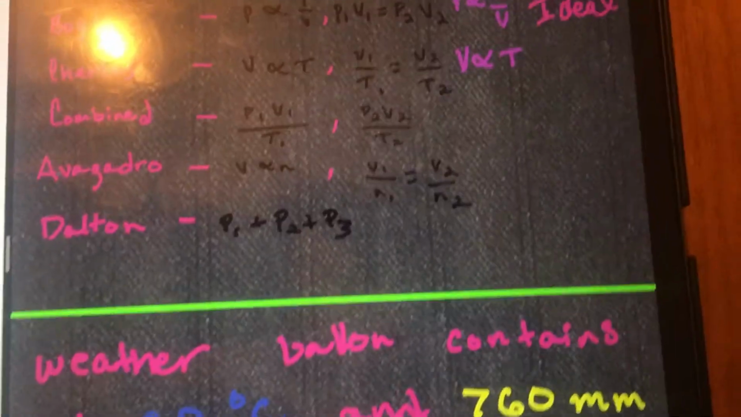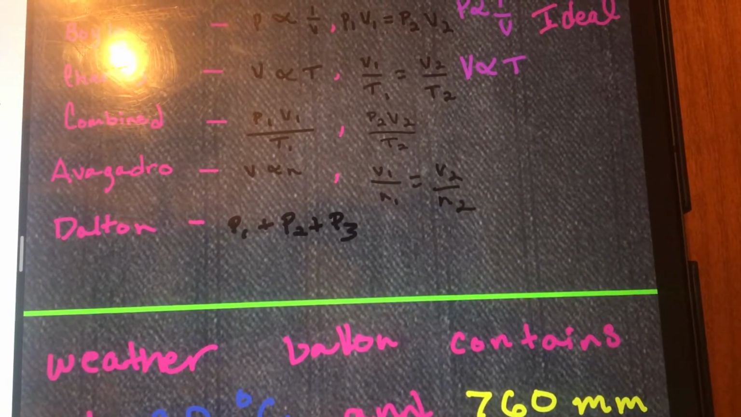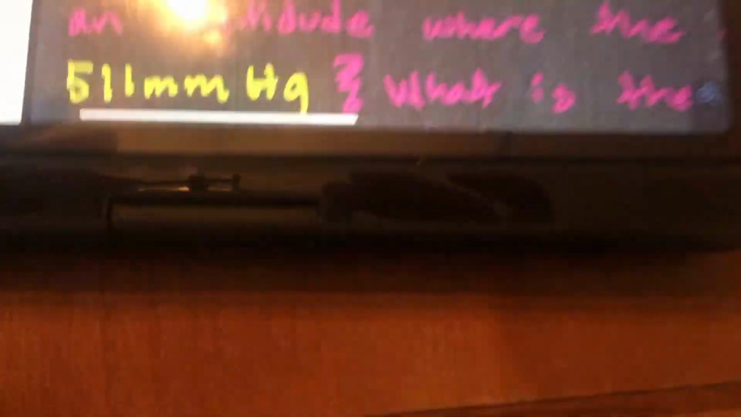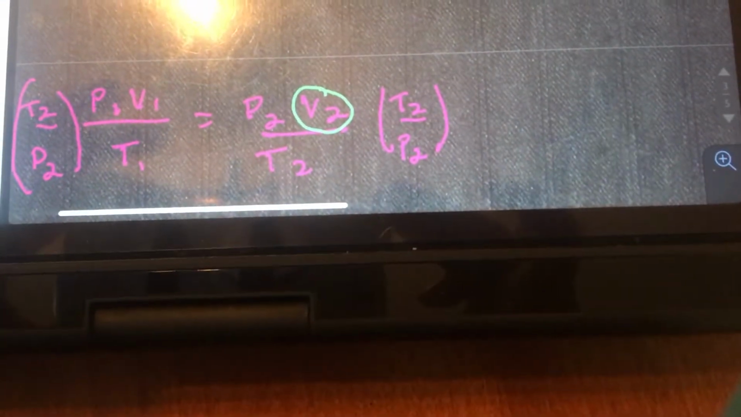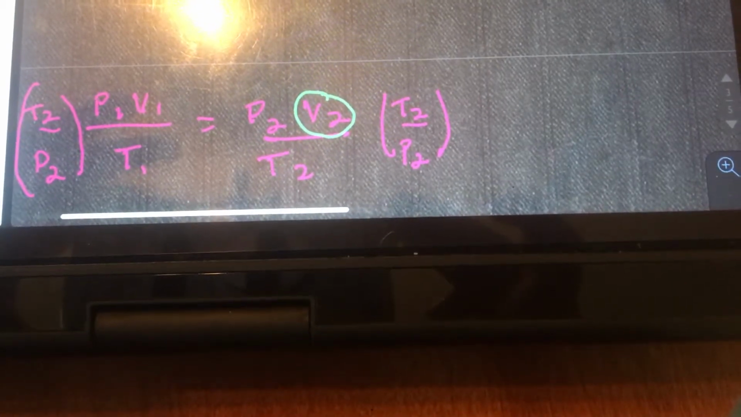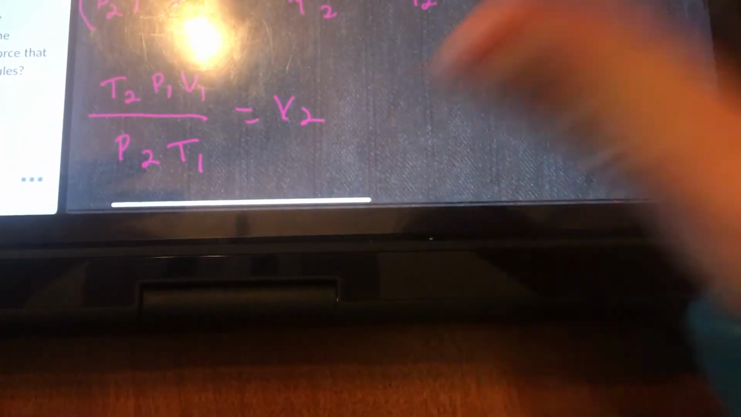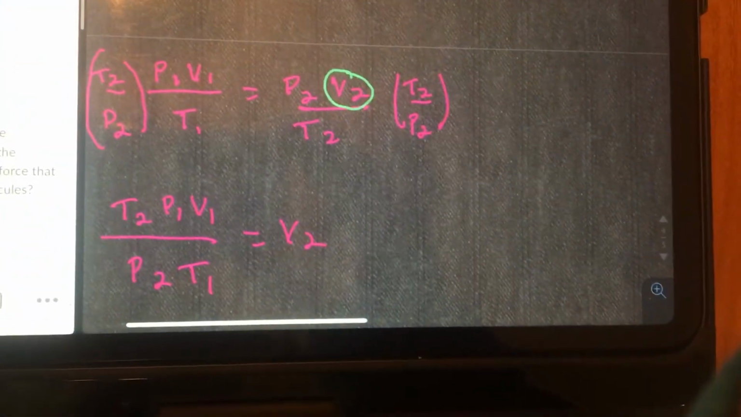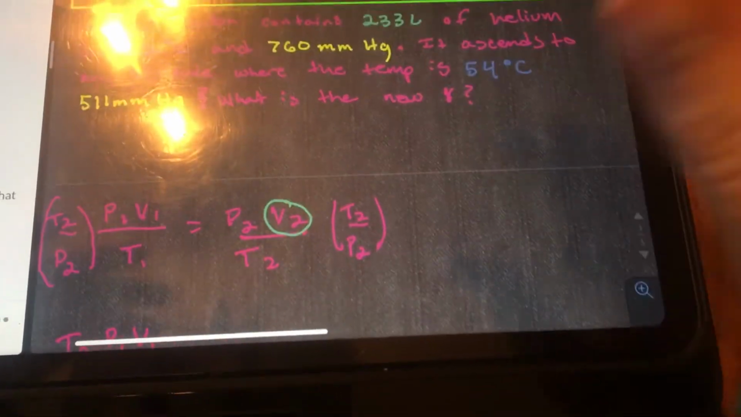So now we're doing the combined gas law, P1 V1 over T1 equals P2 V2 over T2. In order to get V2 by itself, we have to multiply by the reciprocal, which is T2 over P2, on both sides. And this is what we get. So now, going back up to the question, we're ready to plug in the numbers.